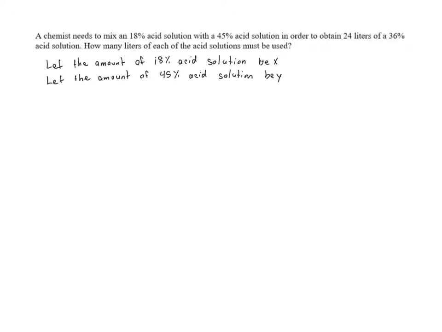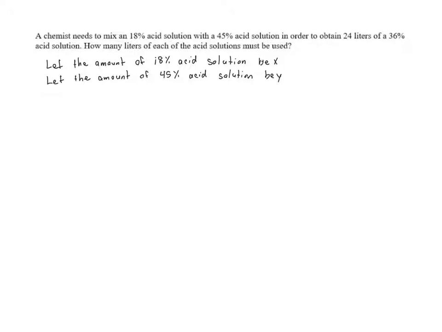There won't be a let statement for the amount of 36% acid solution for two reasons. First, it's not one of the things that they're asking us to look for. They're looking for how much of the solutions that we're using to mix. That's the end result. And also they tell us we need 24 liters of the 36% acid solution. So these problems are always going to have three different solutions. Two of them are the starting solutions that we're mixing together, and the third is the resulting solution. And our let statements will always represent the starting solutions.